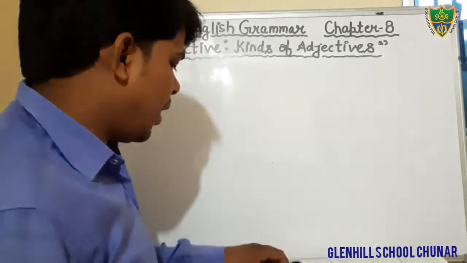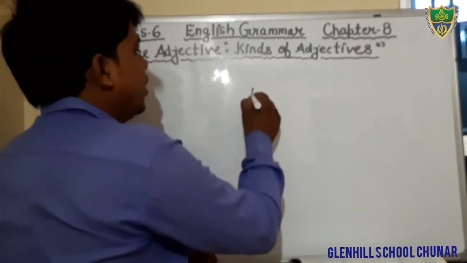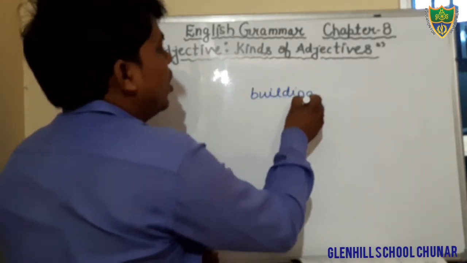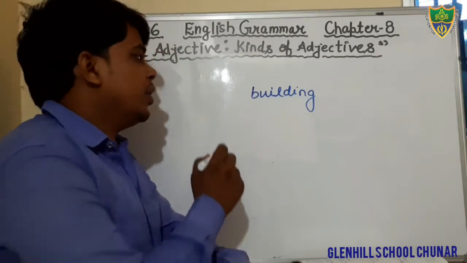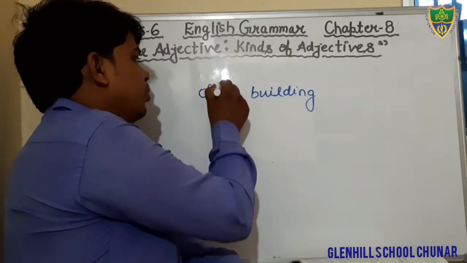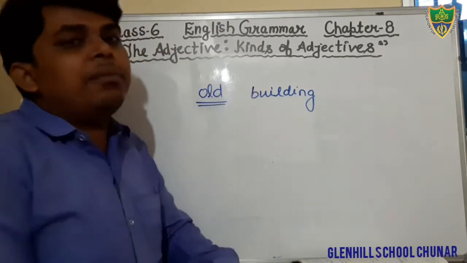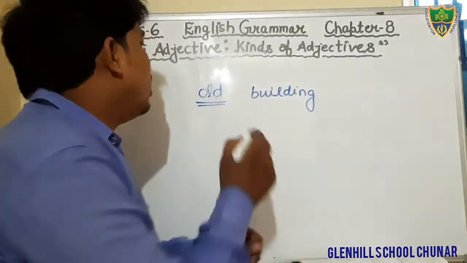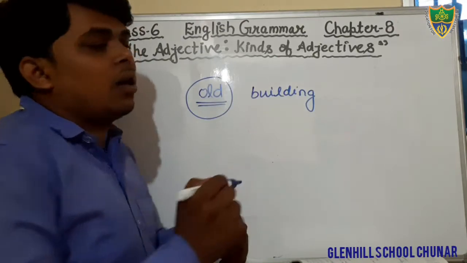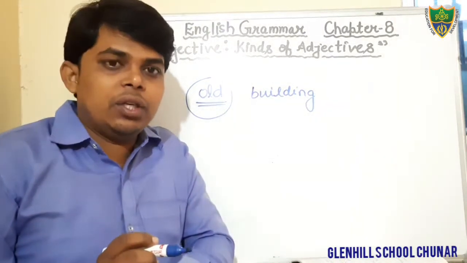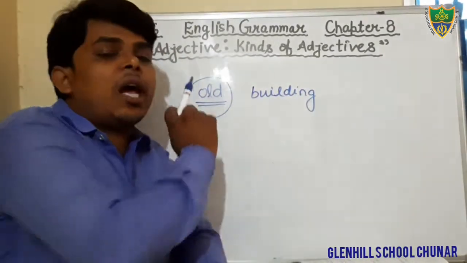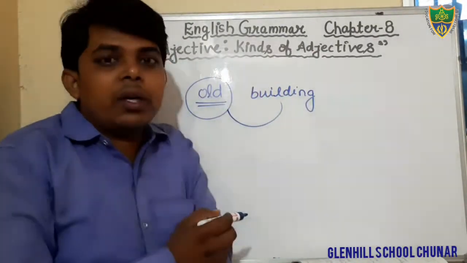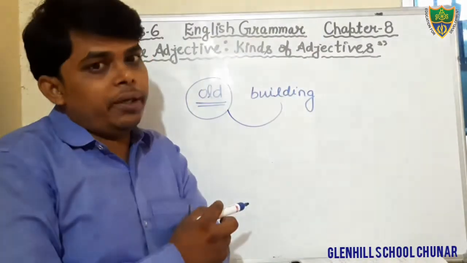For example, I have told you that building, B-U-I-L-D, is a noun. We are using the word old to describe that building. The building is old. So the word old is an adjective because it is a describing word. It describes the quality of that building. What kind of building? An old building.